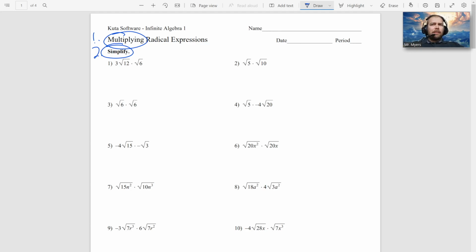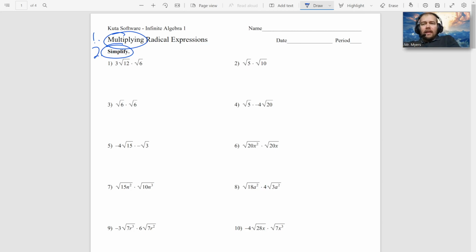You don't want to simplify first and then multiply because there might be more simplifying to do after, because it might have more things afterwards. So definitely do them in the order that you see them in the worksheet, which I don't even know if they intended it to be that way. But multiply first and then simplify.